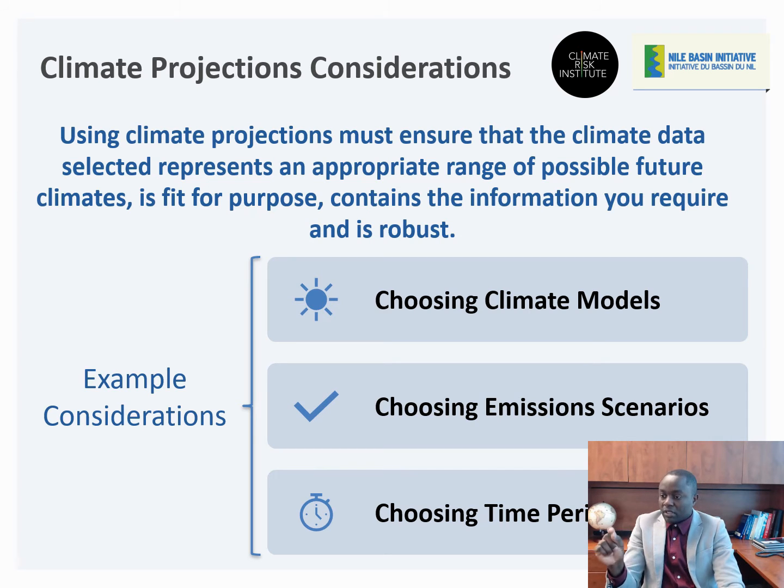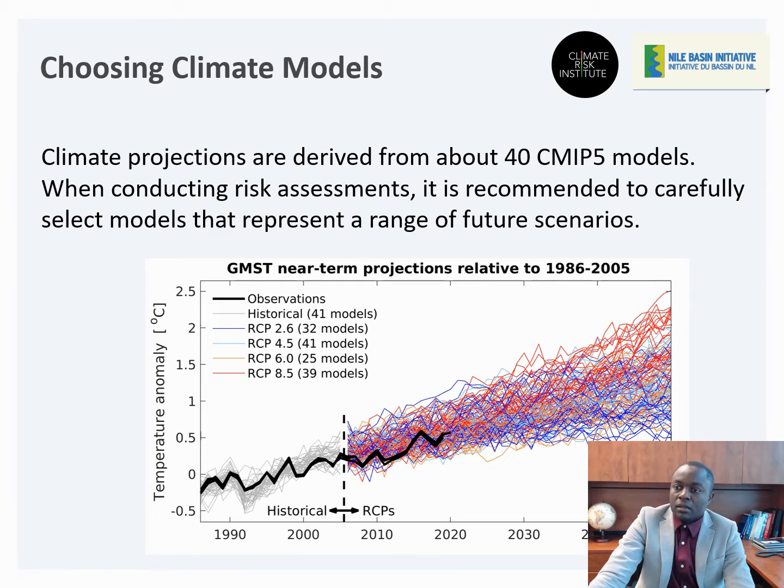Choosing climate models is one. Choosing emission scenarios is another. Choosing time periods is also as important. Climate projections, note that climate projections are derived from more than 40 CMIP5 and CMIP6 models. When conducting a risk assessment, it is recommended to carefully select models that represent the range of future scenarios.